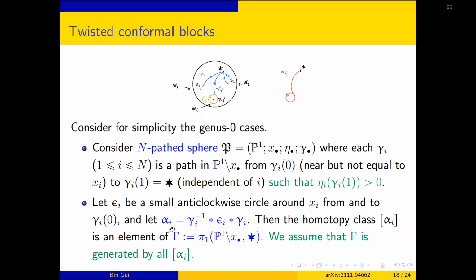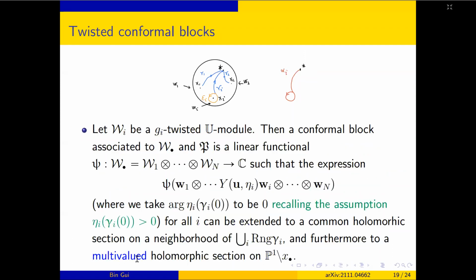Okay, so in other words, all these alpha I could be understood as elements of the fundamental group. And this fundamental group is crucial for our study of the permutation twisted conformal blocks. So these are some basic geometric settings.